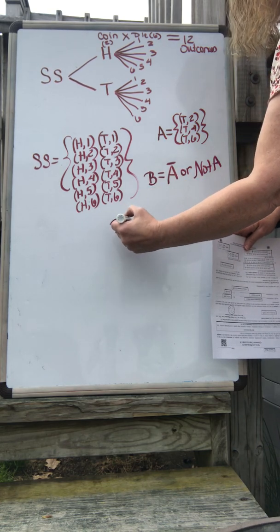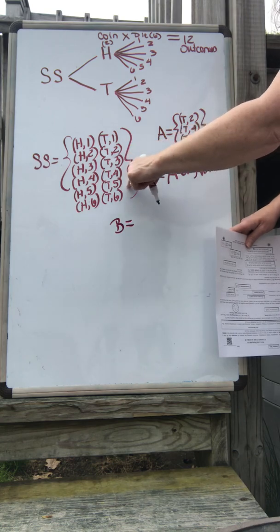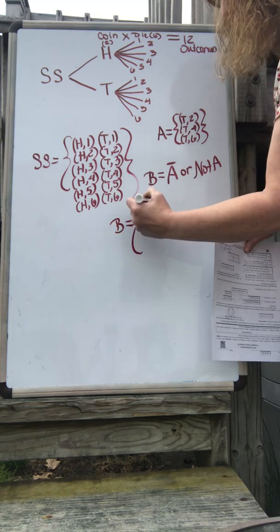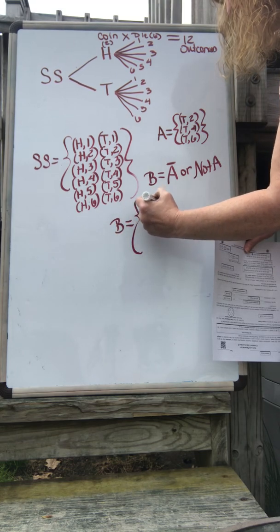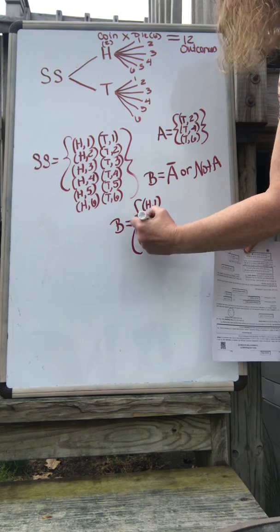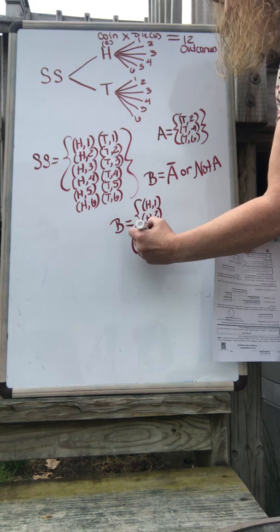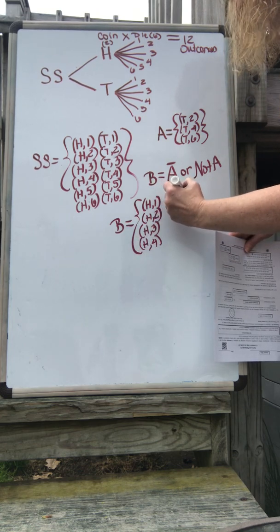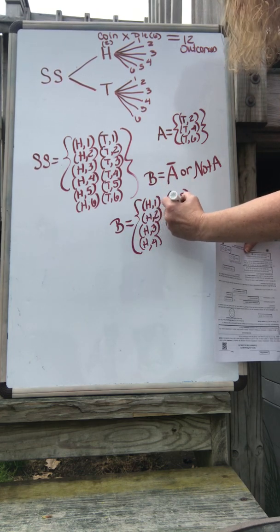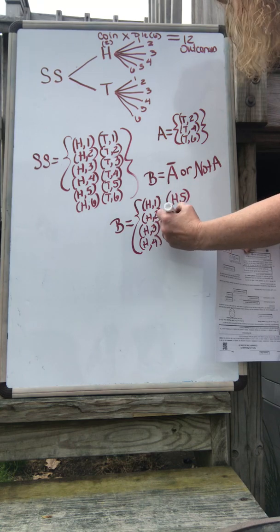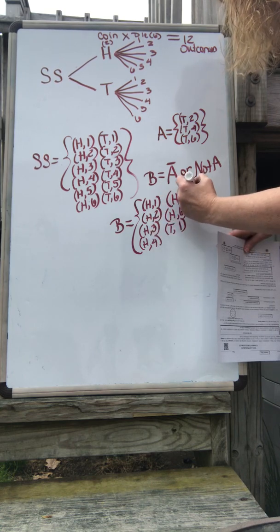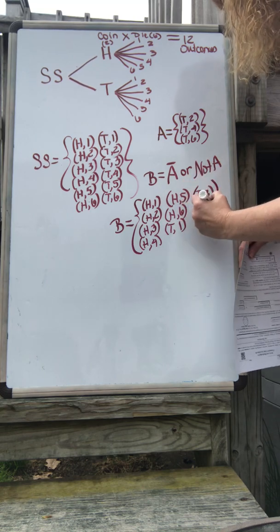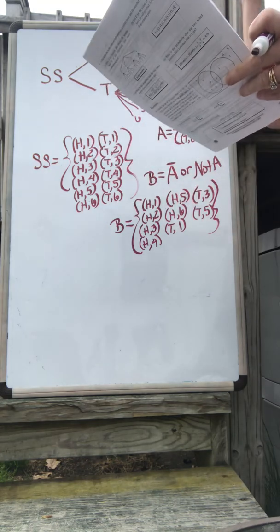So B is going to be everything from the overall sample space that's not in set A. So set B is going to have all the heads. Heads 1, heads 2, heads 3, heads 4, heads 5, heads 6, and then it's going to have tails with the odd. Tails 1, tails 3, and tails 5. So there now is set B.